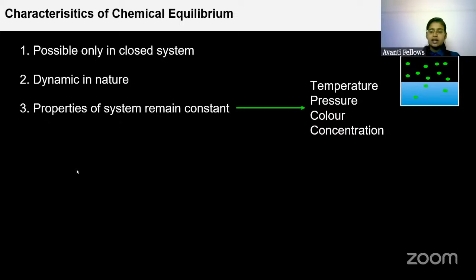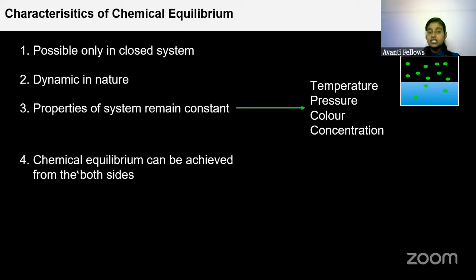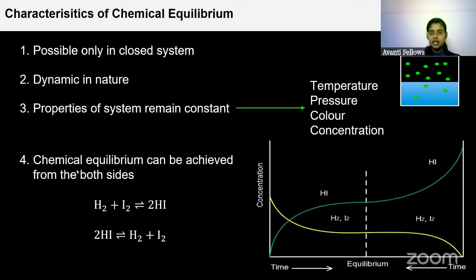And chemical equilibrium can be achieved from both sides. Both means from left to right as well as from right to left. For example, H2 and I2 can form 2HI. In the same way, 2HI can be in equilibrium with H2 and I2. So this is the graph which shows this reaction. It can be achieved from both sides. Got it? So these are the 4 important characteristics of chemical equilibrium.